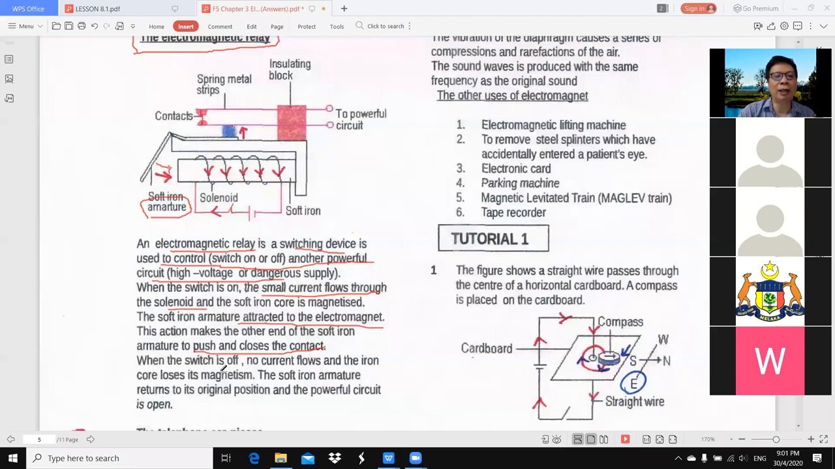So when the switch is off, you turn off the switch here, no current flows, no more current already. When no more current, no more magnet. No magnet, this thing goes back. No more magnet, cannot attract already, it goes back. No current flows and the iron core loses the magnetism. So the soft iron armature returns to the original position, and the powerful circuit is open. Understand? Okay? So far okay or not?